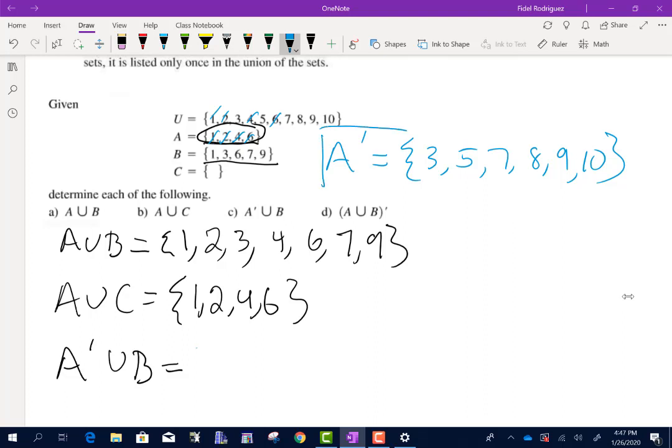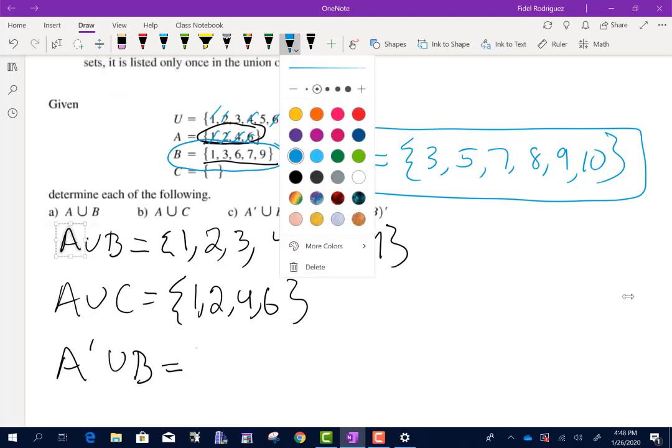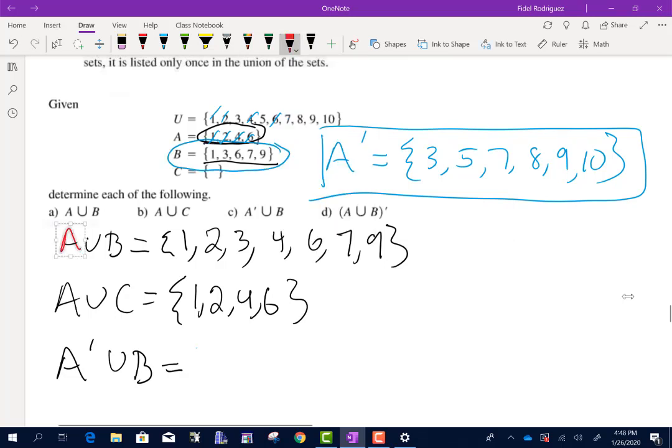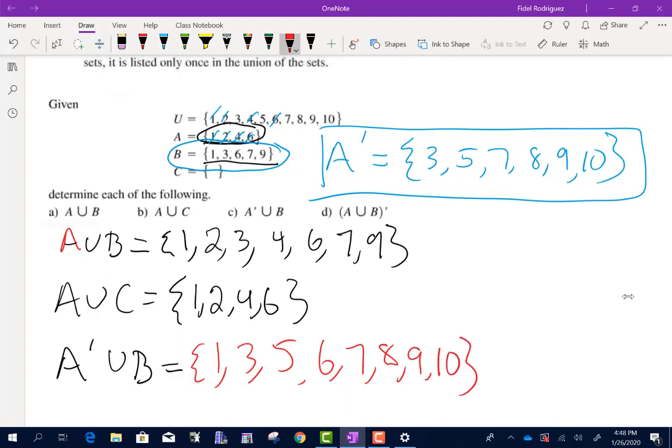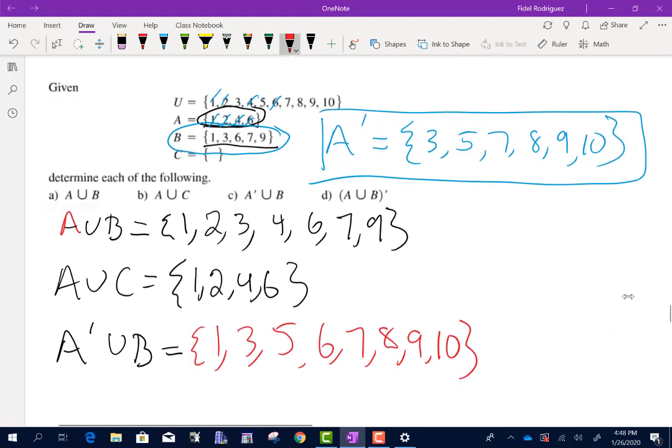Now I'm going to take this set and the set B, and let's put those two sets together. So I need 1, I need 3, I need 5, I need 6, I need 7, 8, 9, and 10. There we go.